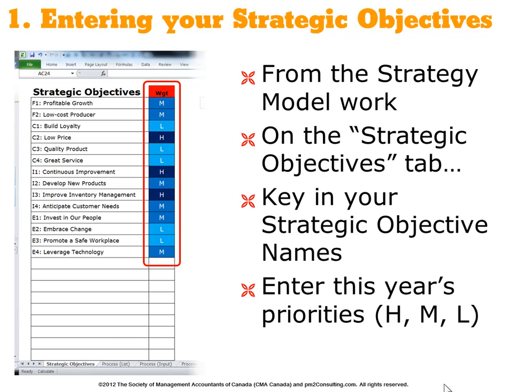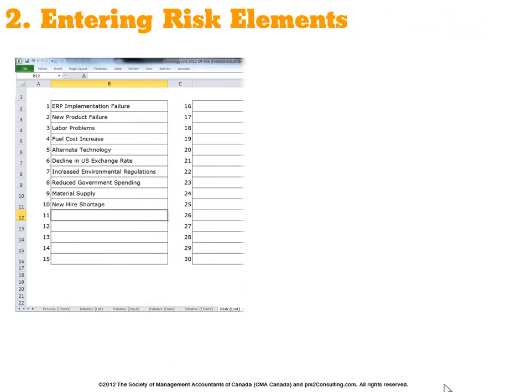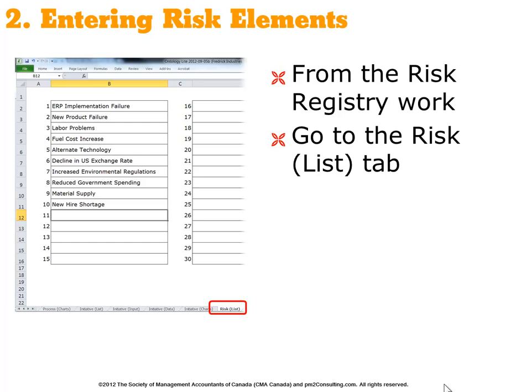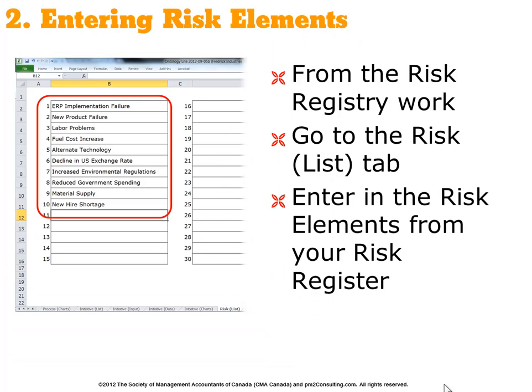entering your strategic objectives. Step 2, we now need to enter in the risk elements. So in this case, you're going to go to the tab that's called Risk List. And you're going to be inputting the work you completed in the first step of creating your risk registry. And those are just going to get listed in whatever sequence you would like in column B.